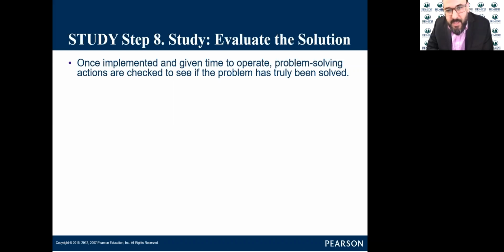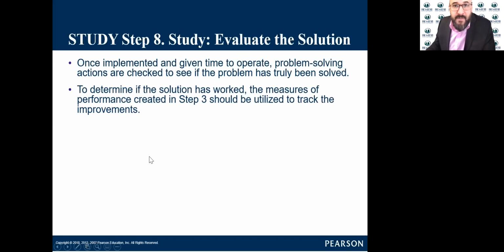Once implemented and given time to operate, problem solving actions are checked to see if the problem has truly been solved or not. So I have an issue with the high defect rate, and I bought a new machine to solve this issue. Once I implemented this machine, I want to see if the defect rate has been reduced. If that's the case, yeah, I'm happy, I've reached my goal. If not, then why is that? Why are the defects not solved? So you have to go back into the Deming cycle again, and the 5 whys, why and why and why, and you have to find the root cause of the problem.